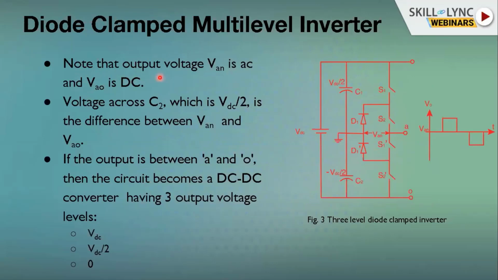Note that the output voltage, so another point which a lot of eminent authors say, is that VAN is AC, and if you're measuring at the points A and O, or say A and 0, it's a DC voltage. The voltage across C2, which is VDC between, say, AN and AO. If the output is between A and O, a lot of people also call it a type of DC-DC converter, which will have 3 output voltages. So you can have half of it, full of it, and if none of the switches are in operation and you're measuring from A and O, it will be a 0.